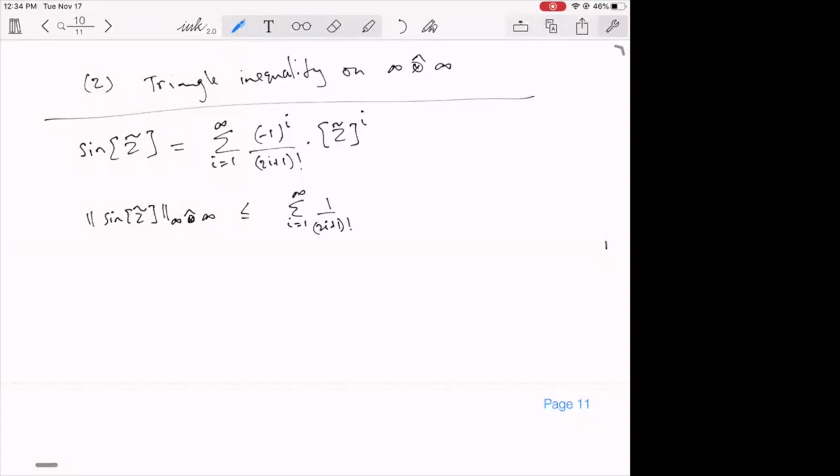Observe that the minus 1 became a 1 because we have absolute values coming in after we use the triangle inequality, times the projective tensor norm of Z tilde to the i, right? Which the right hand side is just the definition of the hyperbolic sine function. So this is hyperbolic sine of infinity.